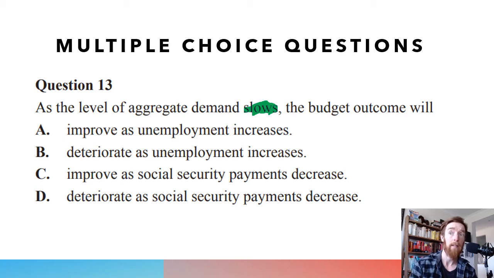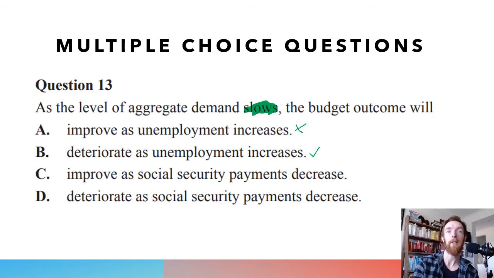Let's think about that. If unemployment starts increasing, what's going to happen with the budget? Well, they are going to start outlaying more in terms of welfare. And so that one becomes incorrect because the budget outcome is not going to improve. It's going to get worse. Deteriorate as unemployment increases. Well, so far, based on the opposite of that, that's going to be correct. Let's see if there's a more correct answer.